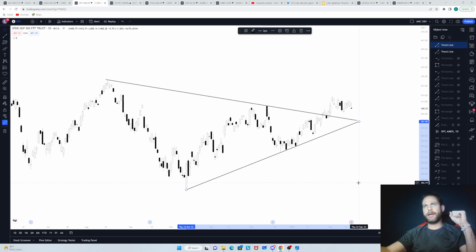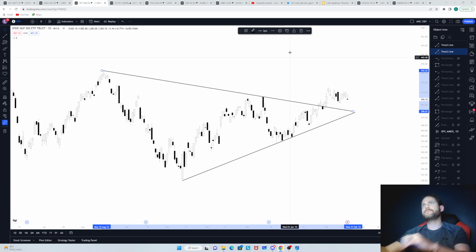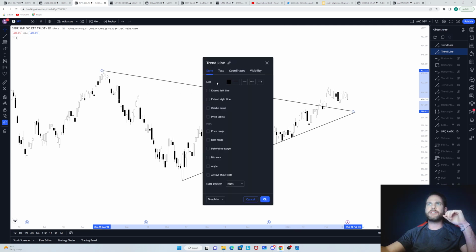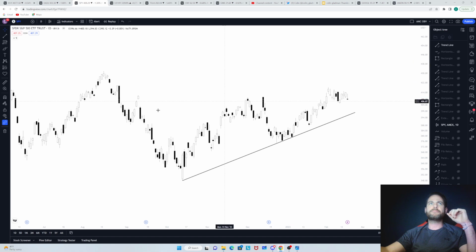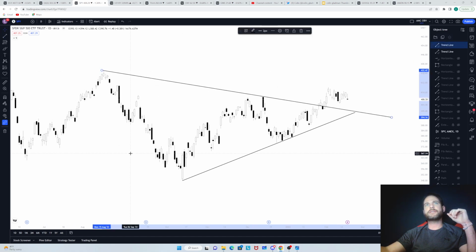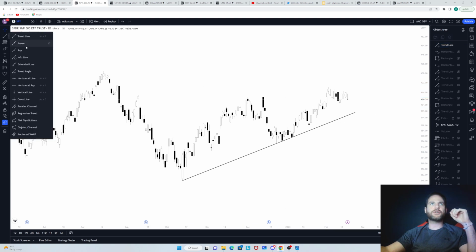Okay, and then once again, you can always click on them, and a little settings menu will pop up on it. You can change the thickness of it if you want to. You can extend it out, and then there's a little trash can. Boom, you can click on it, delete it, bring it right back if you need to. Okay, so that's just going to be basic trends.